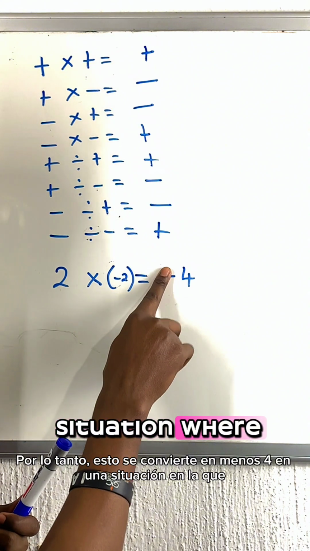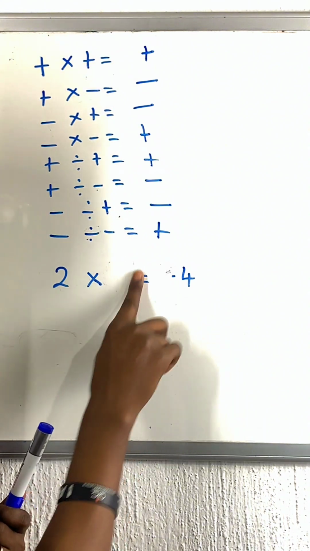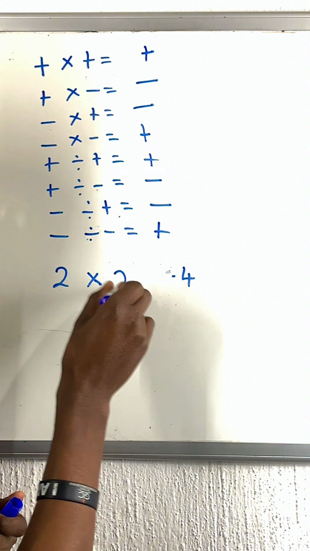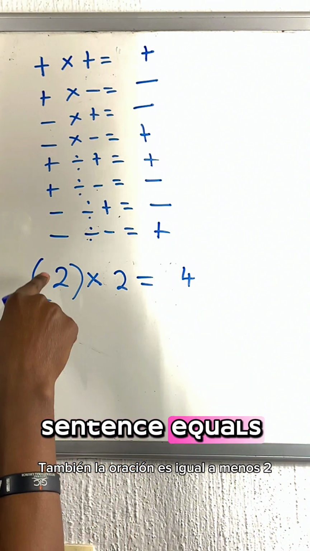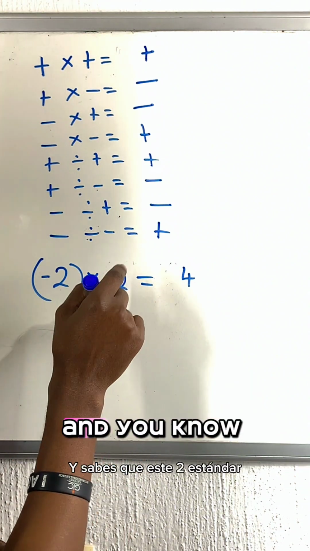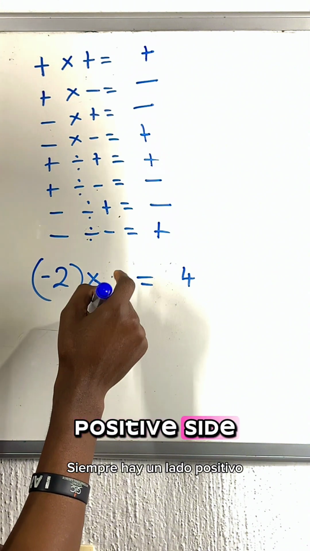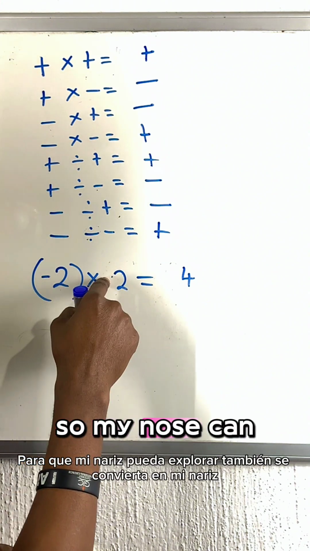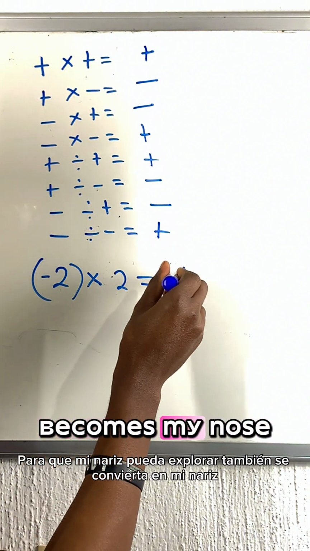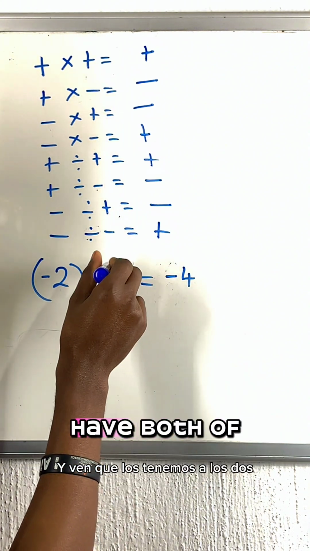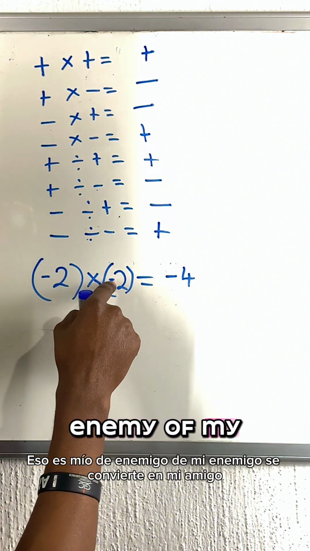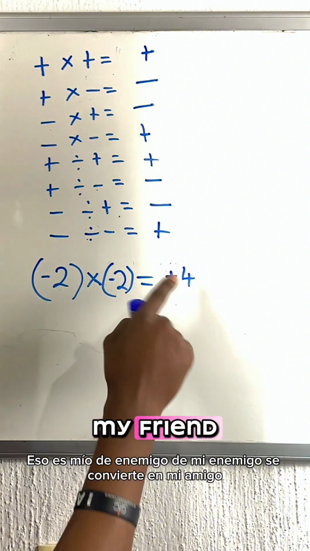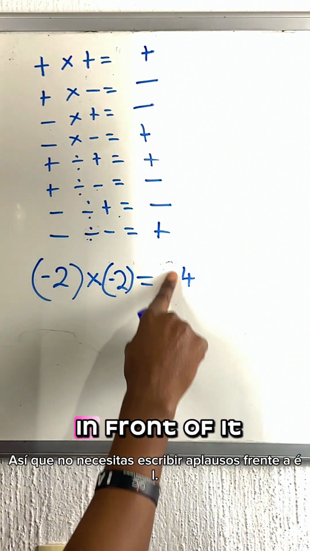In a situation where it becomes the other way around, and this is minus 2 times this, the same thing occurs. Minus 2 times, you know that there's always a positive sign when there is no sign in front of it. So minus times plus also becomes minus. And in a scenario where both of them are now minus, minus times minus, the enemy of my enemy becomes my friend. So you don't need to write a plus in front of it.